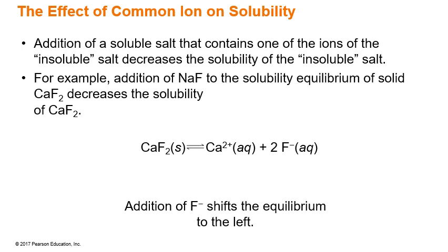So our example here, we have sodium fluoride. If we add sodium fluoride into a solution that contains calcium fluoride, it's going to shift the equilibrium towards the reactants, which is the solid. And so this can help us in chemical reactions if we want to crystallize a product out. If we want to form crystals, we can take advantage of this situation.